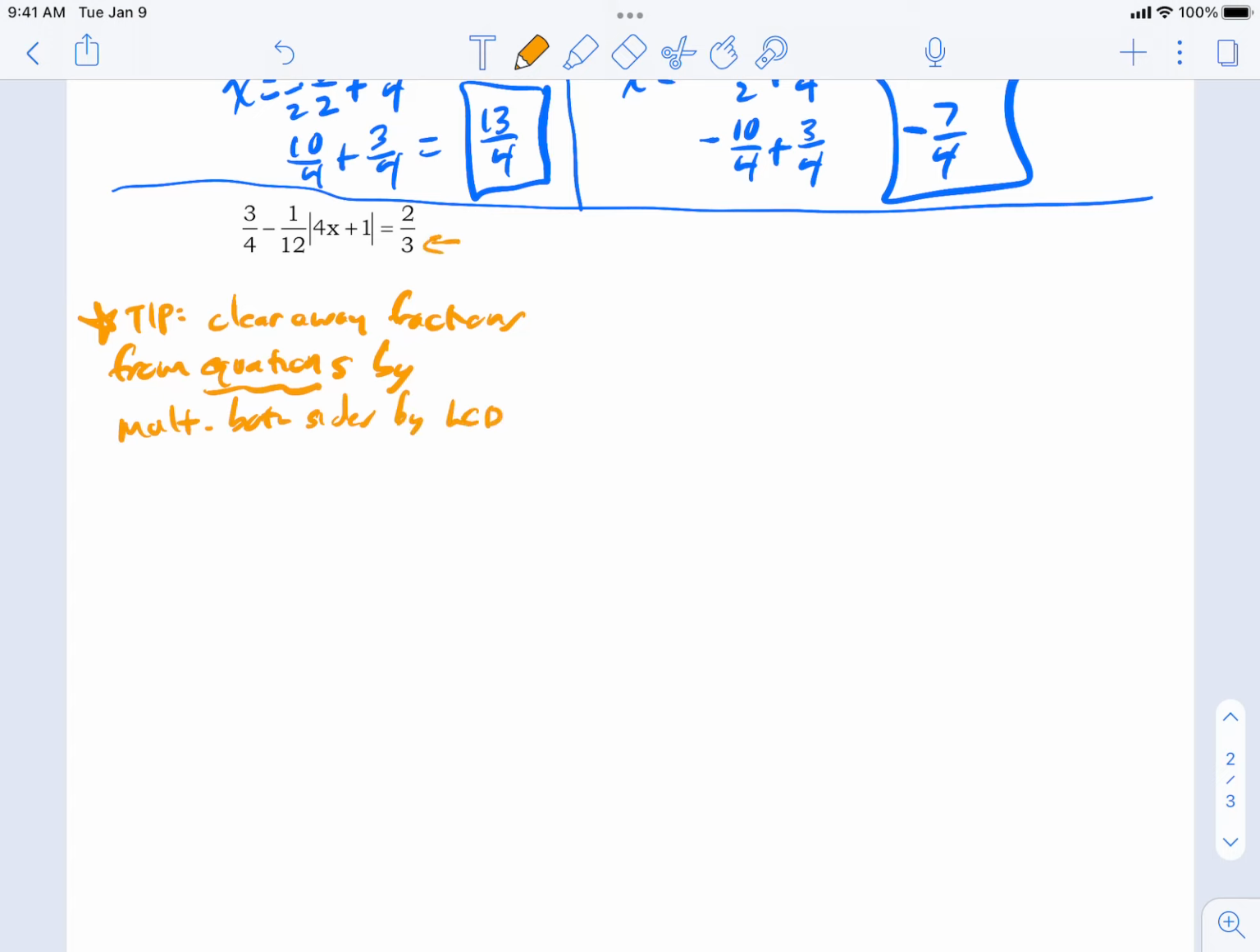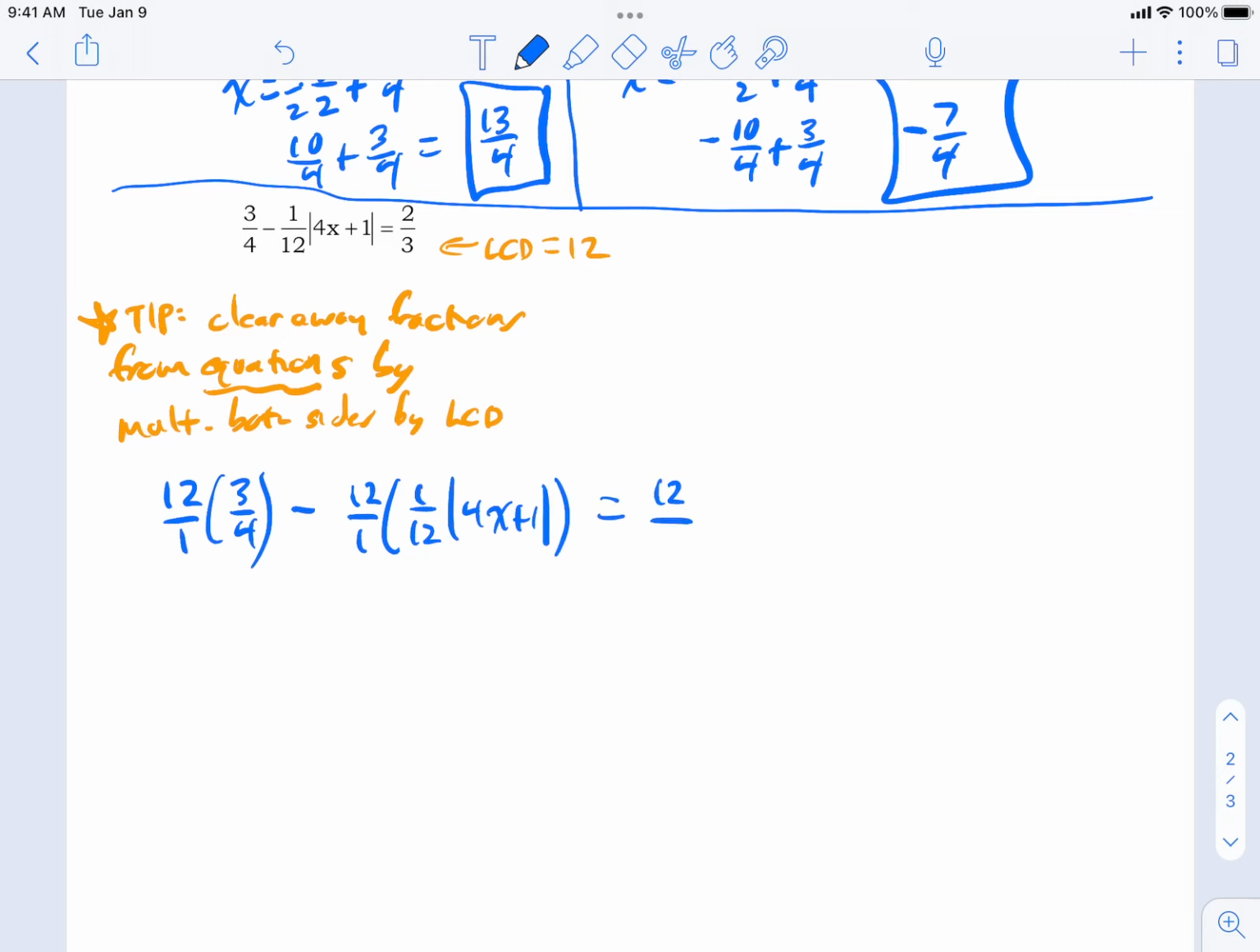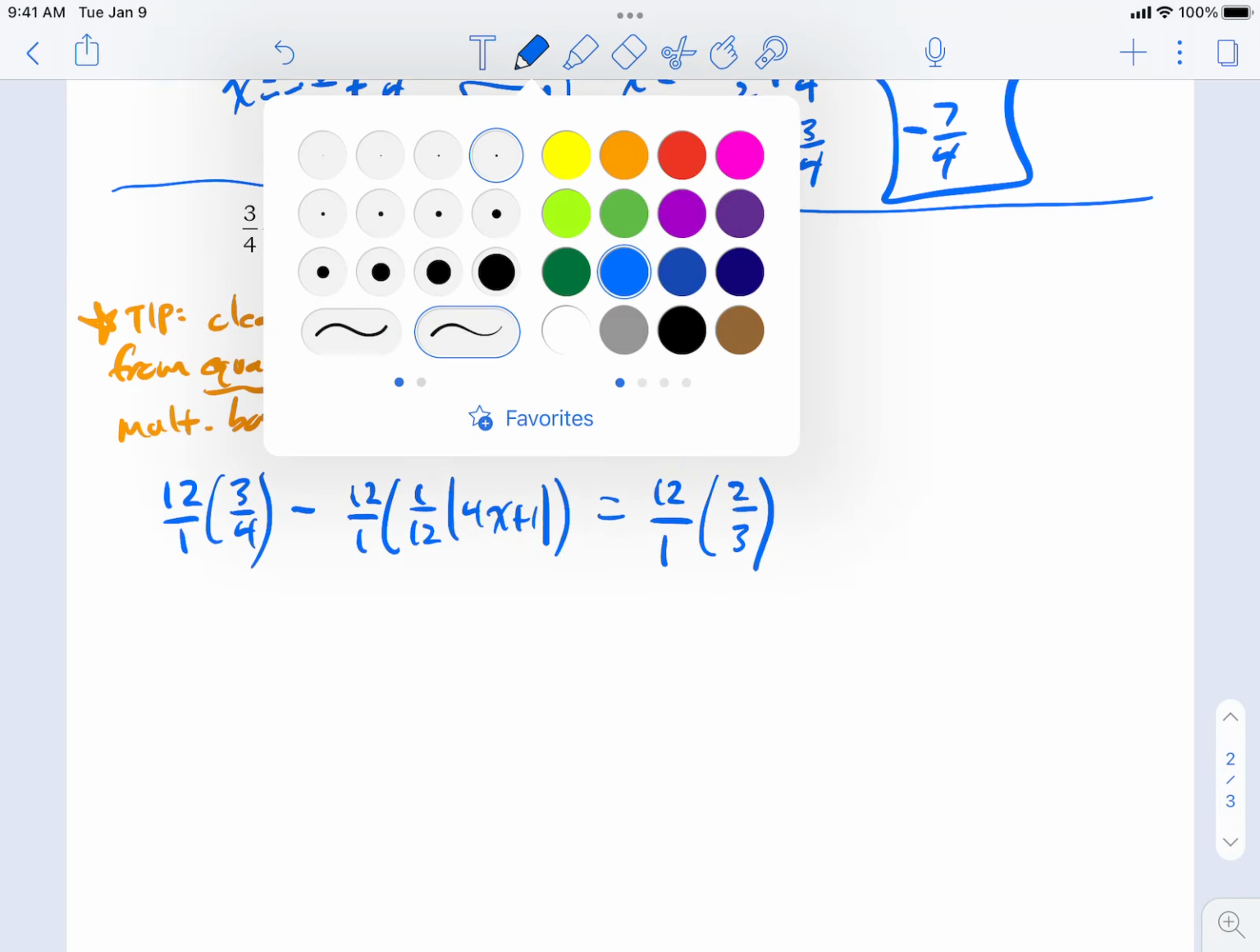Look at your fractions. I got a 3, I got a 12, I got a 4 on the bottom. What's the common denominator if you're looking at thirds, fourths, and 12ths? The common denominator is 12. So what I'm going to do now is take the entire equation and multiply it by 12. That means I have to multiply the first term by 12. I can say 12 over 1. It means the same thing. I am going to multiply the second term by 12. And I'm going to multiply the other side of the equation by 12. Multiply the whole thing through by 12.